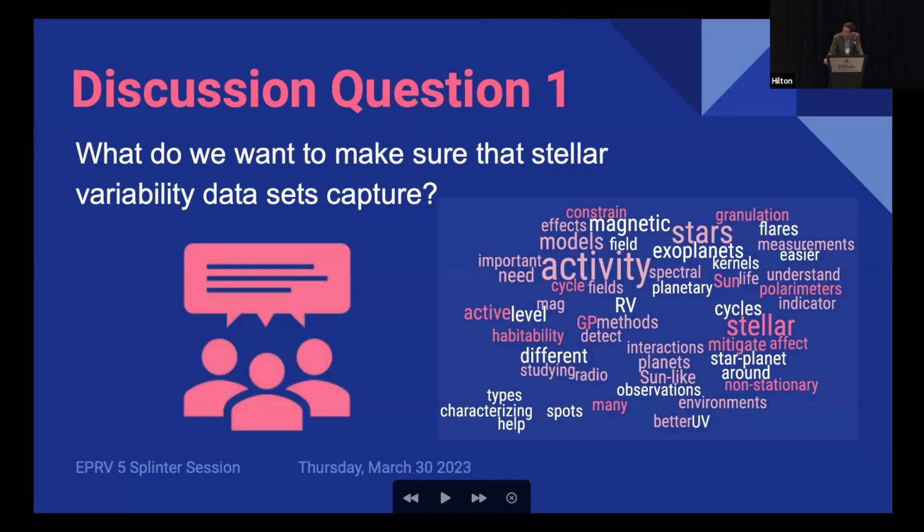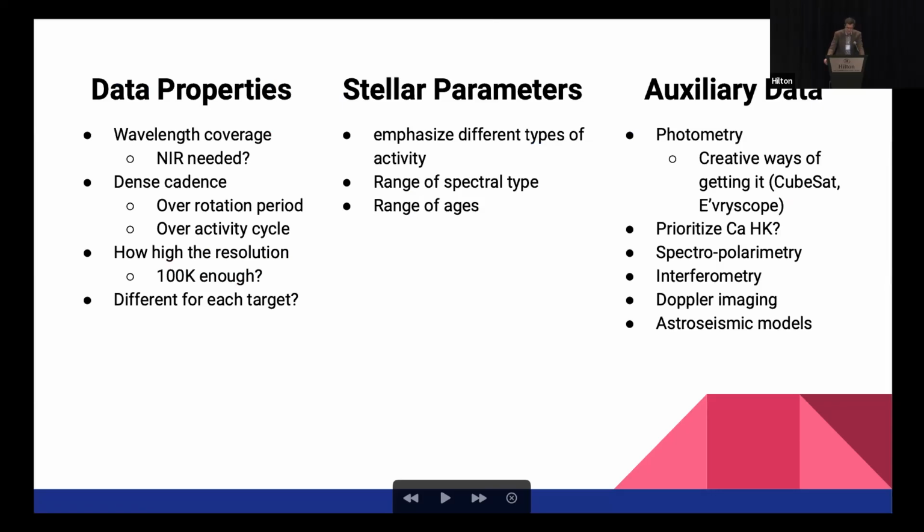So the first question was, what do we want to make sure that stellar variability data sets capture? You can see a word cloud of some of the most common responses. This is broadly grouped into 3 main things. So data properties. There was a lot of conversation, obviously, about going to the extremes in every single one of these: wavelength, coverage, cadence, and resolution. But there was also an interesting point brought up about how these could be different for each target, and so that's something worth looking into as well. As far as stellar parameters, emphasizing different types of activity and then ranges of spectral types and ages as well. There was a lot of discussion about the auxiliary data beyond just RVs that could help with these stellar variability RV data sets, photometry, and you can read those up there.